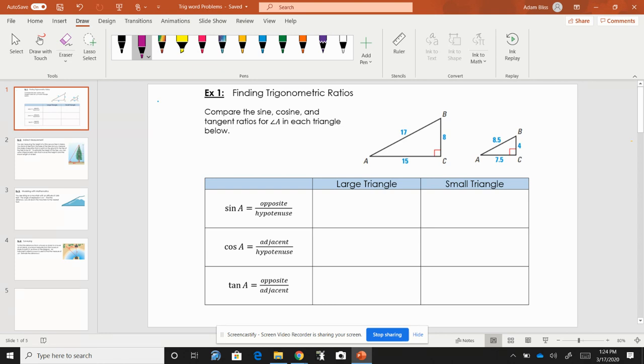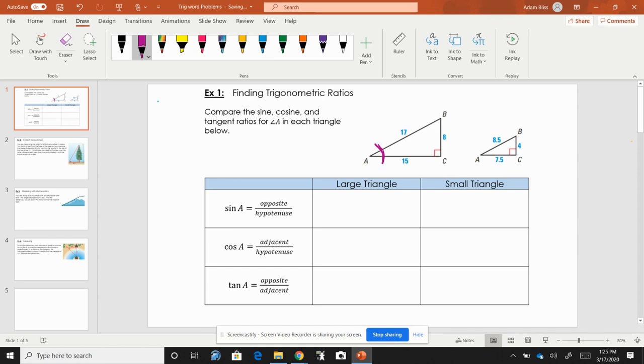We're going to start with trying to find the sine of angle A, cosine of angle A, and tangent of angle A. And I'm just going to do it for the first triangle. You guys are going to do it for the small triangle, and then we'll talk about why you got the answers you got. All right, so triangle, big triangle, angle A. I always like to mark off the angle that I'm talking about so I can focus on that angle right there. So the sine of A is opposite over hypotenuse.